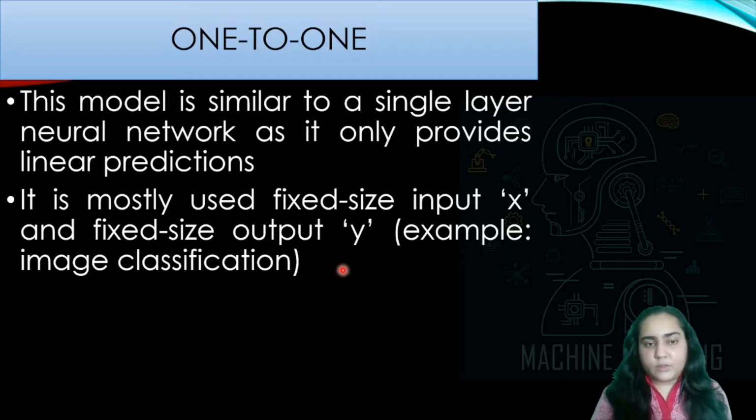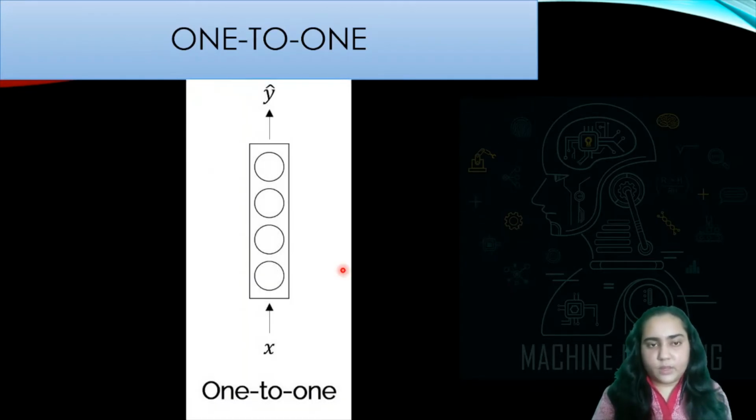Okay. So you could do image classification with this because you can have a single image that you want to process. This is what it looks like. So you have X. These are all the neurons in the hidden layer, and then you give out Y as the output.